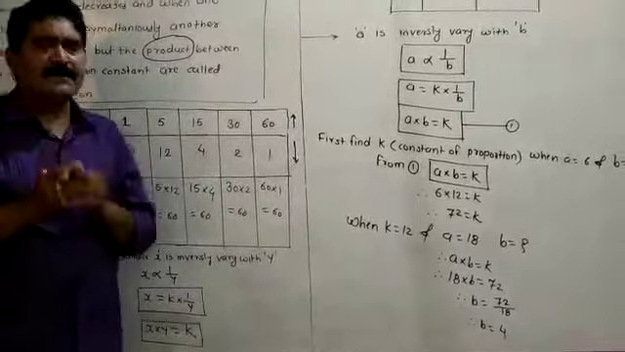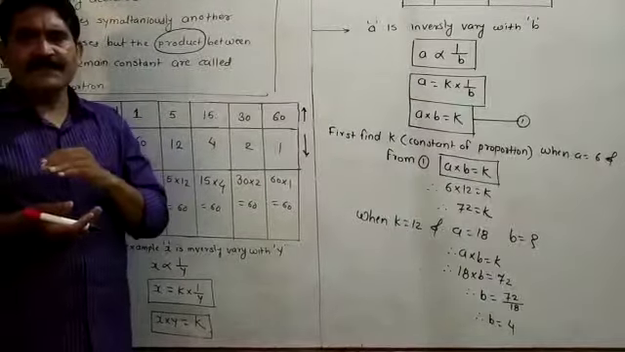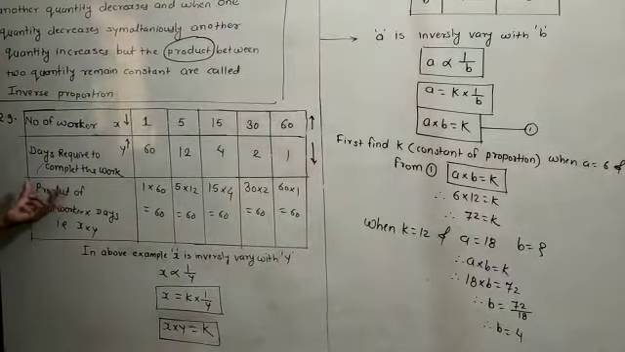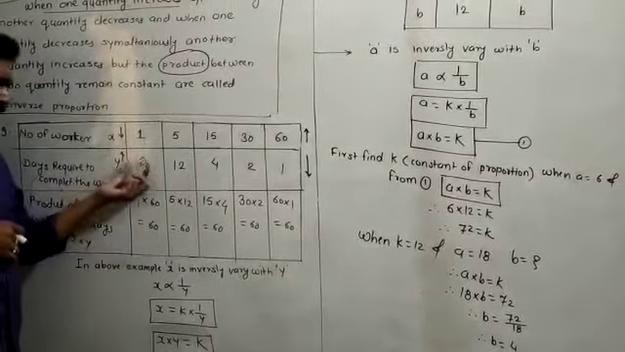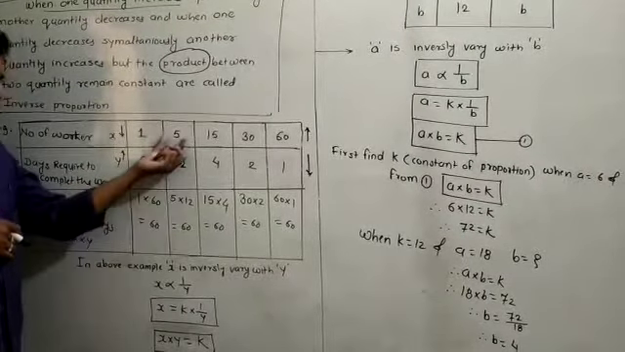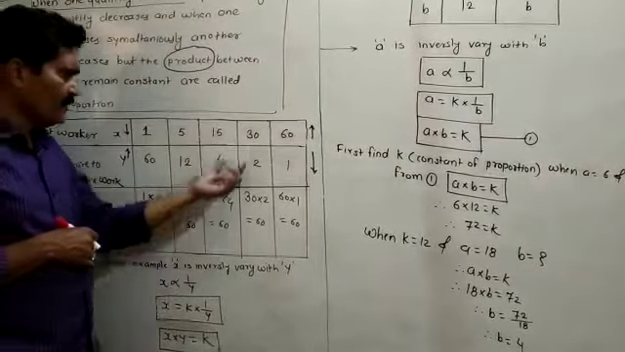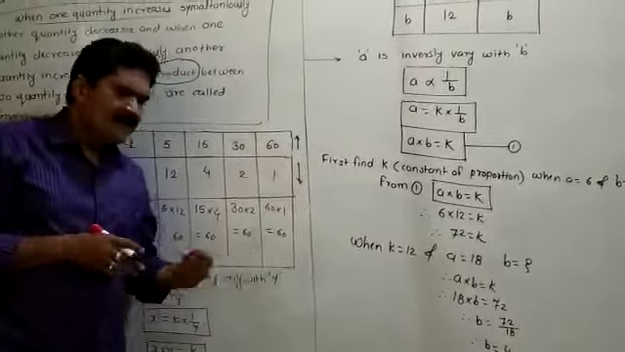Here in inverse variation, the product is constant. How the product is constant, you have to see. This is the first quantity, this is the second quantity. First multiplied by second is equal to 60. 5 multiplied by 12 is equal to 60. 15 multiplied by 4 is equal to 60. 30 multiplied by 2 is equal to 60. 60 multiplied by 1 is equal to 60.